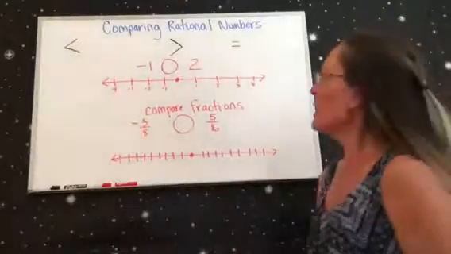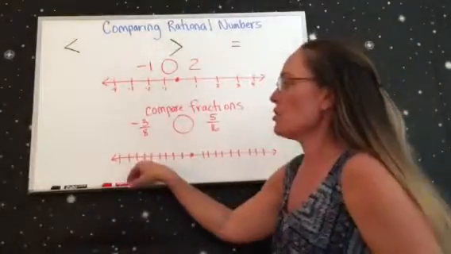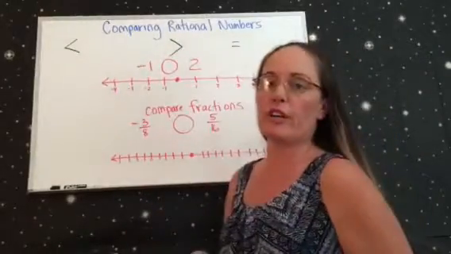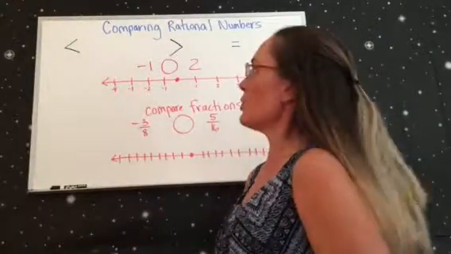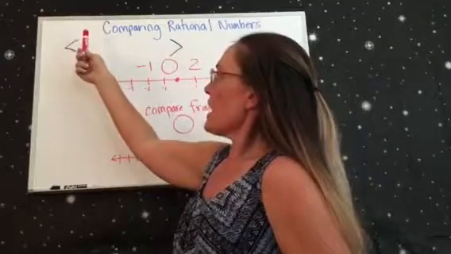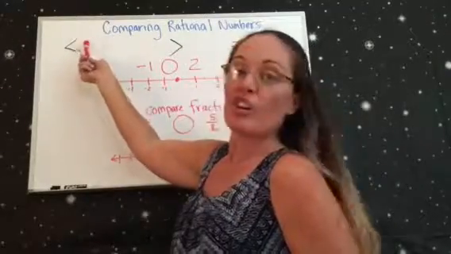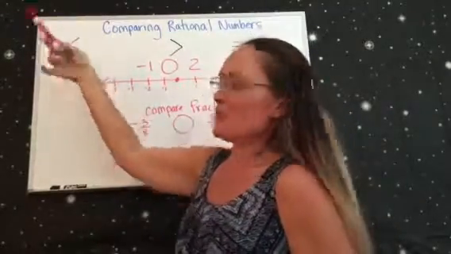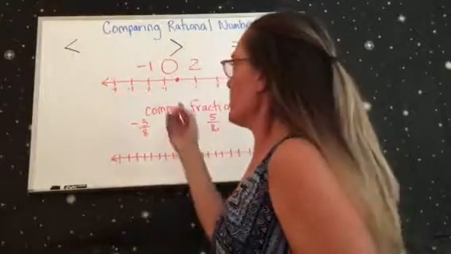Now we are going to compare rational numbers. So first let's go over greater than, less than, and equal to. I always say the bird is pointing his nose at the small number. I don't know, I just thought of it.